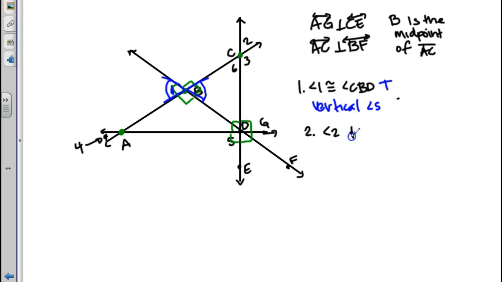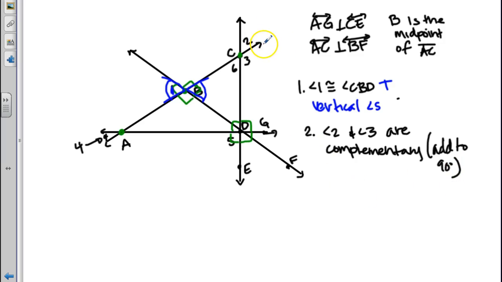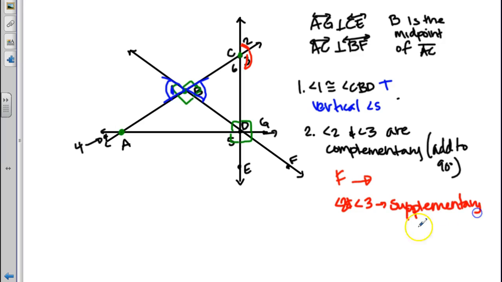Angles 2 and 3 are complementary. Complementary means they add to 90 degrees. So let's see if we can locate angles 2 and 3. Here's angle 2 and here's angle 3. What do you guys think on that one? Good, that is false. Why is it false? Angles 2 and 3 are not complementary. They are what? Exactly, supplementary. They add to be 180. In fact, they are a linear pair, so they're a special type of supplementary angles. Those two angles add to be 180.